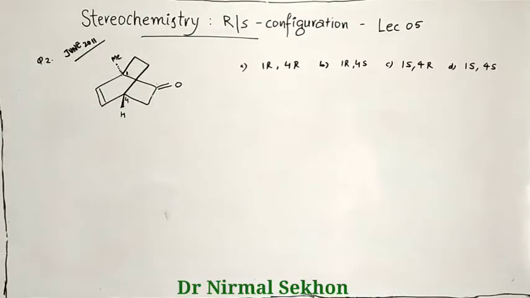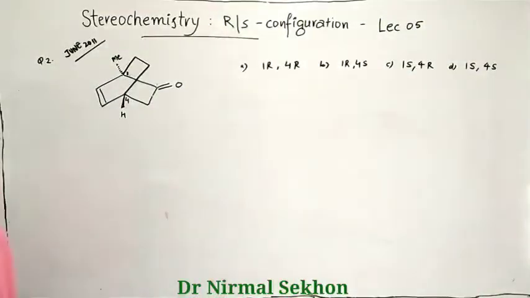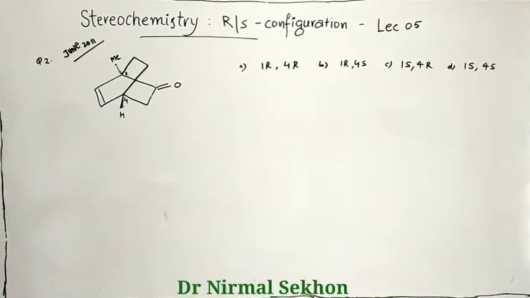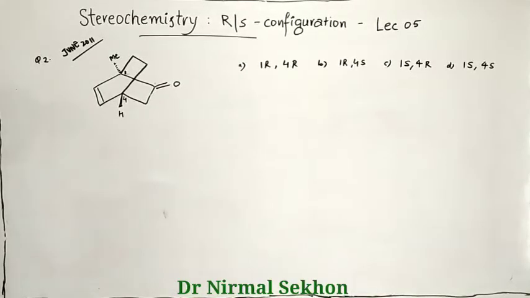Now next question from CSIR UGC Net. So in this question, that's from June 2011. This is the compound, and the question is the configuration of carbon number 1 and carbon number 4, like A 1R 4R, B 1R 4S, like that. So we have to find the configuration around carbon number 1 and carbon number 4. So first concentrate on carbon number 1.